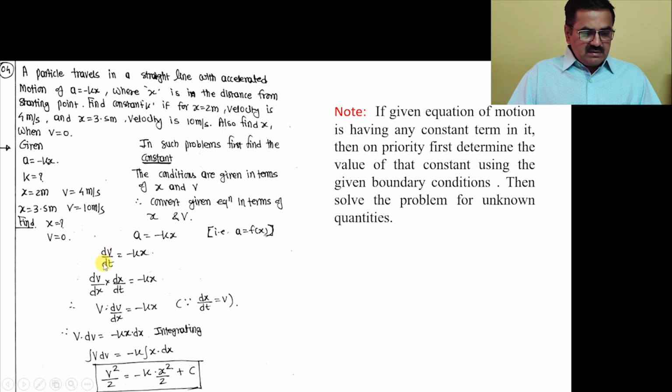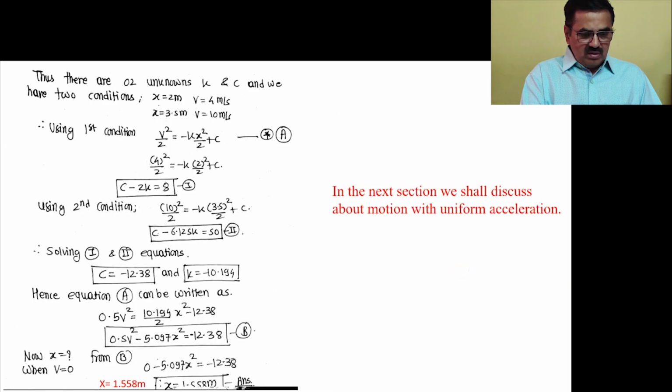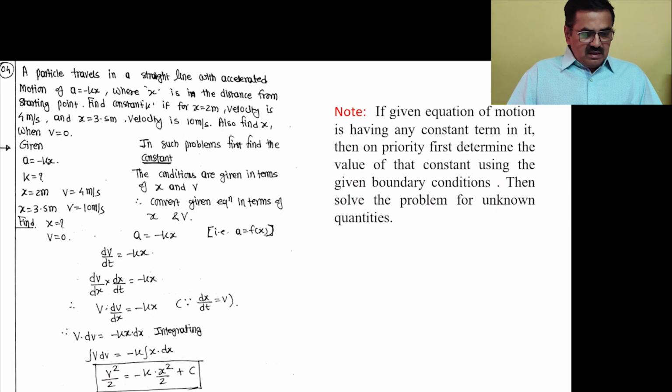So a can be written like this: dv by dt is equal to minus kx. Hence dv by dx into dx by dt, this is chain rule, is equal to minus kx. dx by dt is equal to v, and hence the equation v into dv by dx is equal to minus kx. Rewriting the equation, v into dv is equal to minus kx into dx.